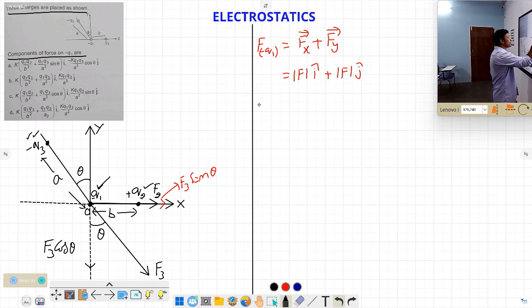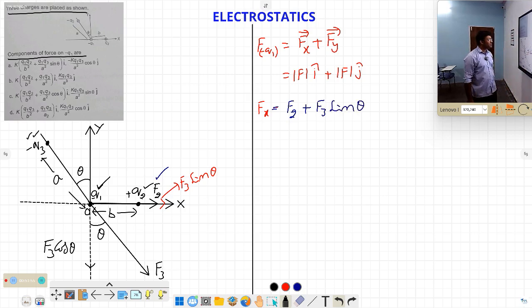What are the forces we have along the x-axis? We have two forces along the x-axis: F2 is there, and F3 causes a component. So I can write simply F2 plus F3 sine theta. Both are acting in the same direction, so we can add them directly. This is along the x-axis.